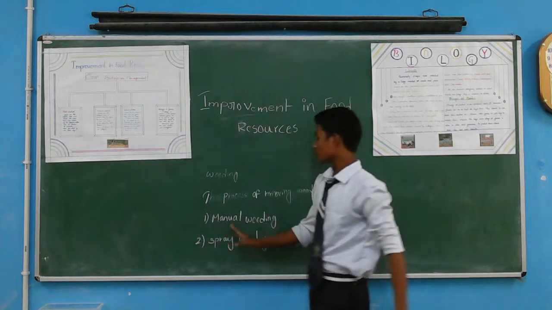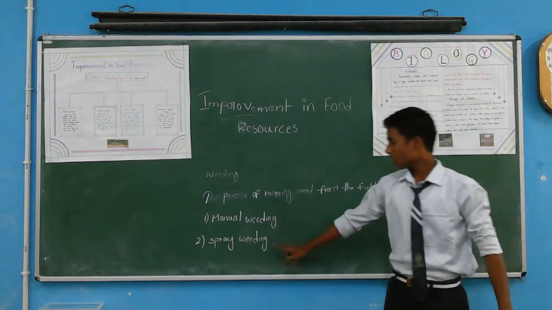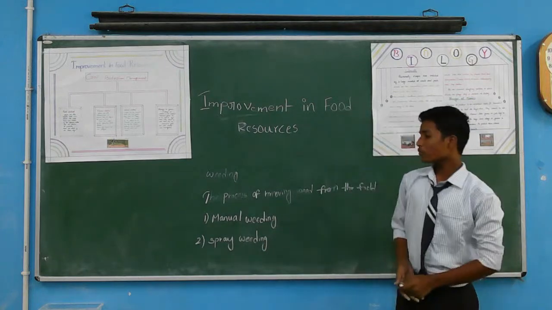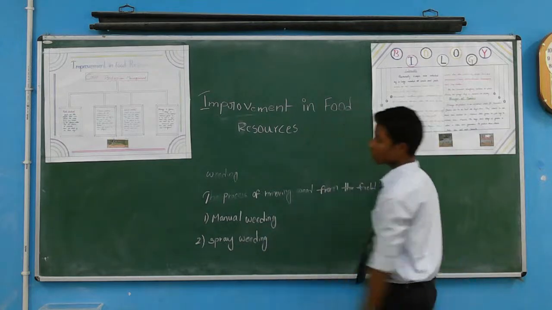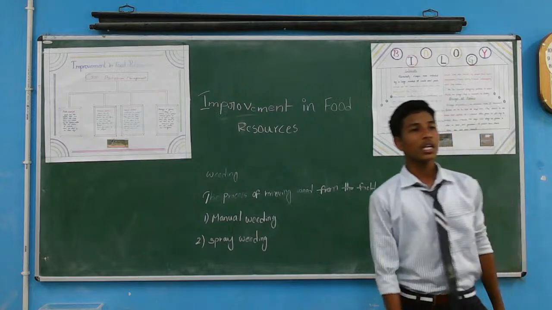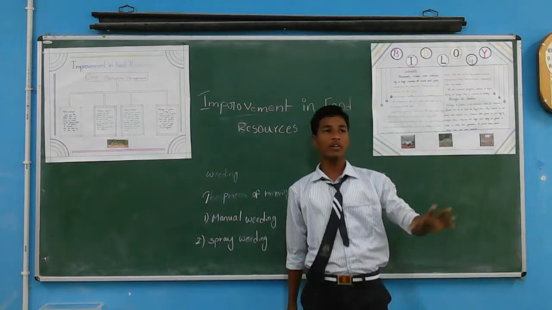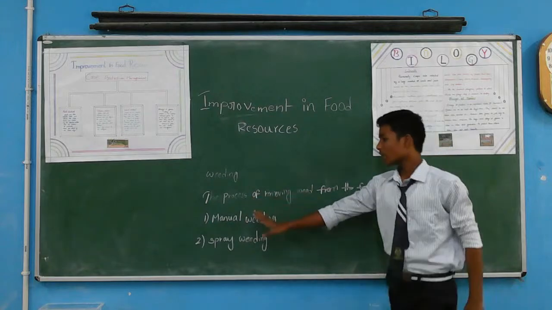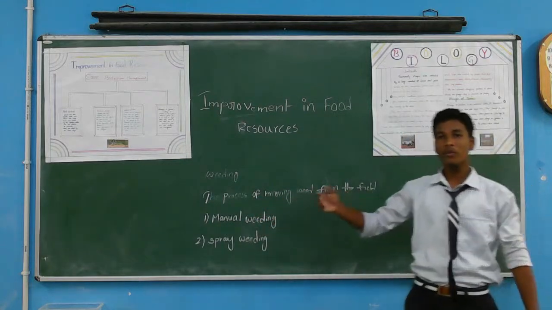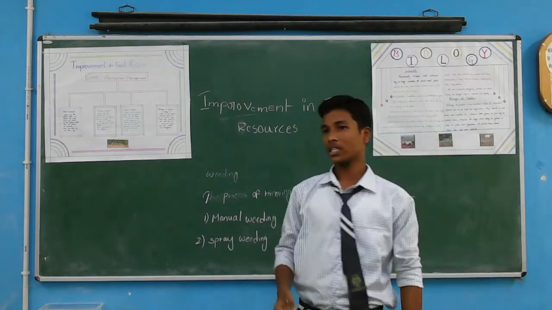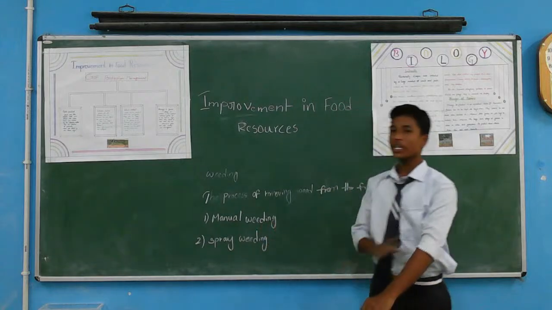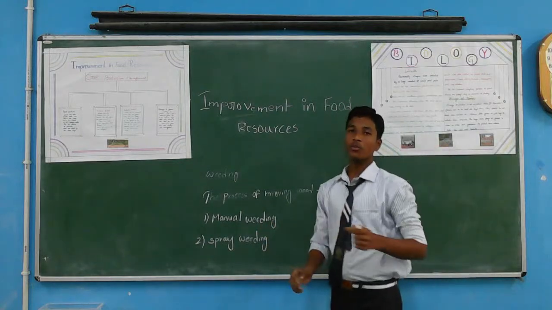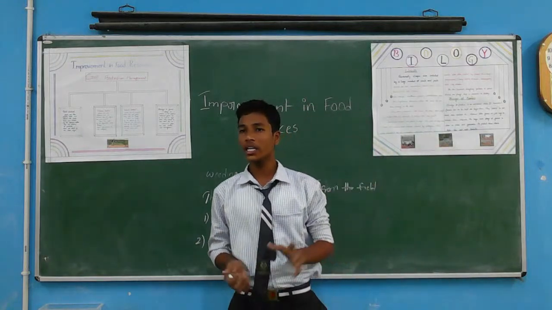The first one is manual weeding and the other one is spray weeding. First we will discuss manual weeding. What is manual weeding? The removing of weeds from our cultivated field with our hands, meaning the uprooting of weeds from our cultivated field by our hands. In this manual weeding, we have to use some tools, mechanical tools also.